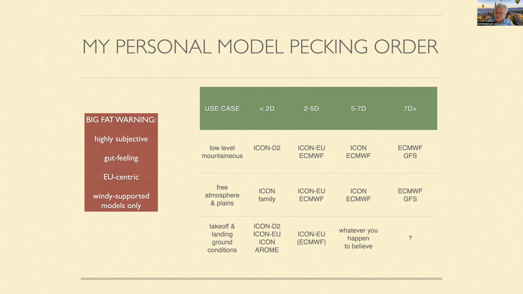But you'll see in the use case, if you're less than 2 days ahead, I usually take the Icon D2 if I can get it, falling back to Icon EU, and outside that to Icon. If there's something else available, that's up to local conditions. I understand the North American model works just as fine, but I think it's called NAM CONUS, North American Continental US.